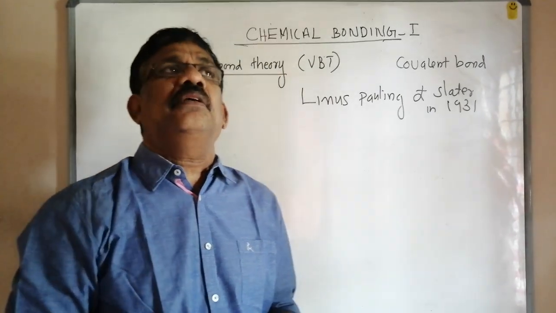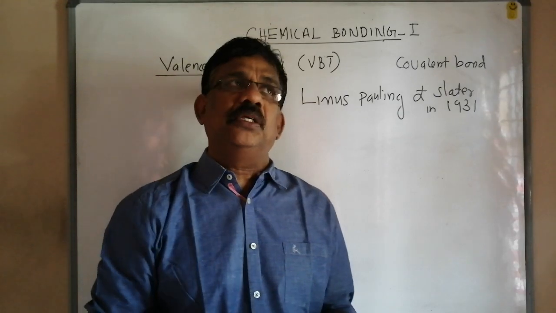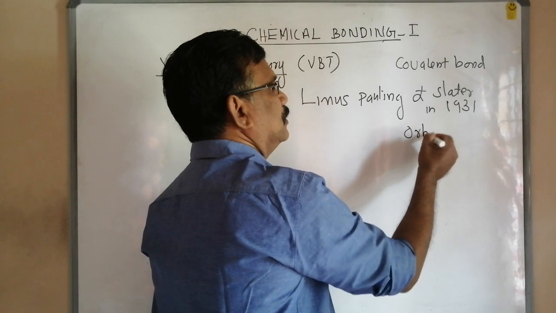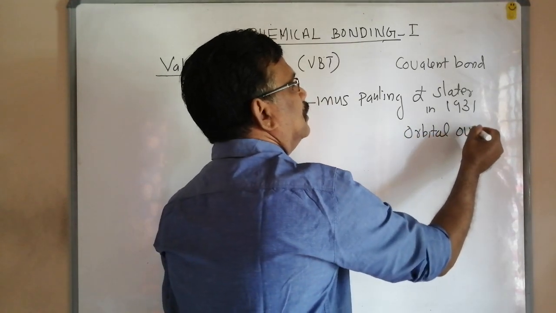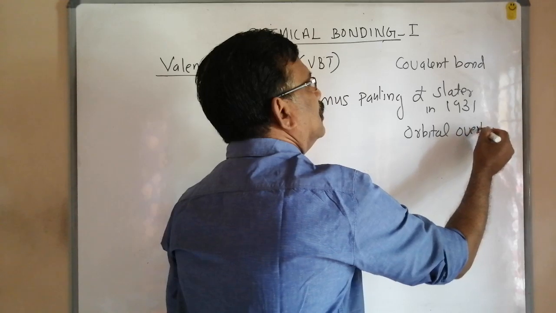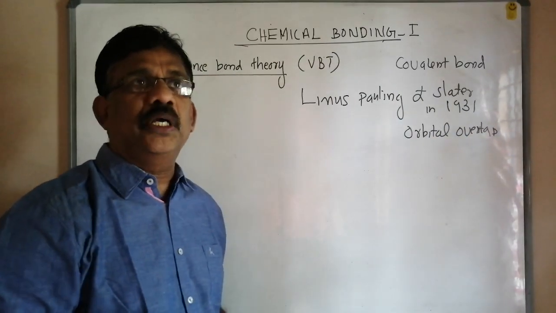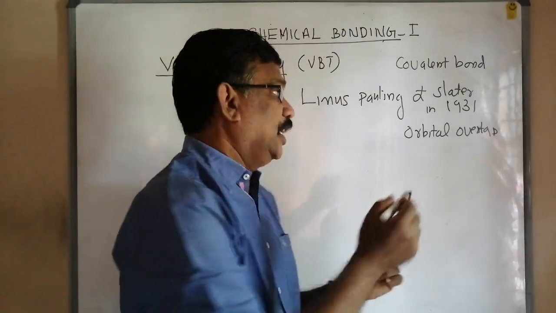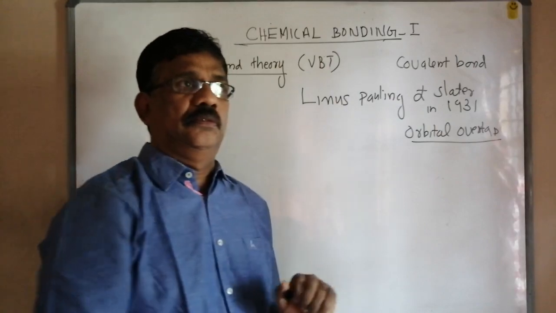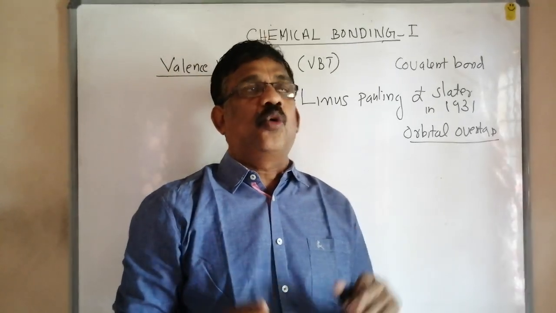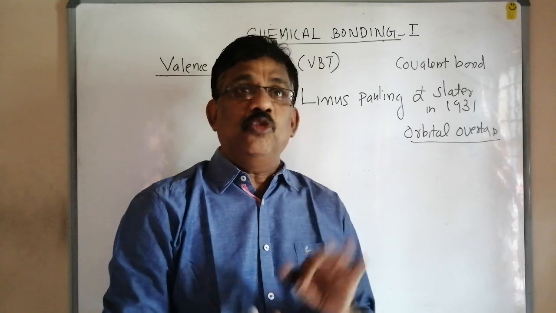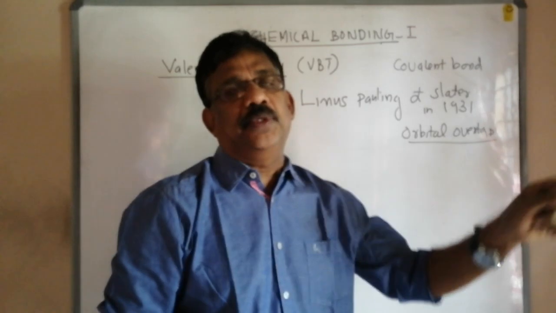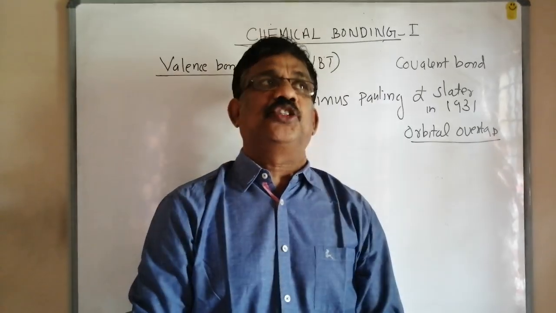According to this theory, a covalent bond is formed by orbital overlap. This is the term, orbital overlap. According to Lewis, a covalent bond is formed by mutual sharing of electrons. Instead of mutual sharing, orbital overlap. That is VBT, valence bond theory.